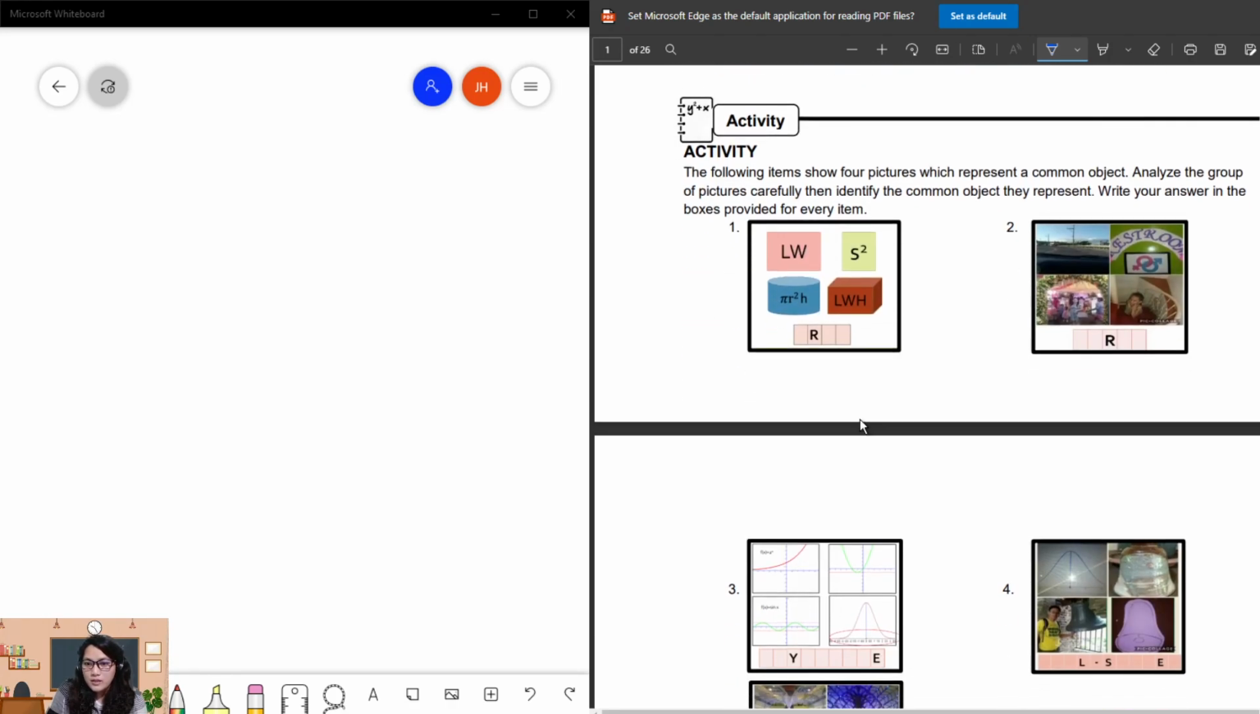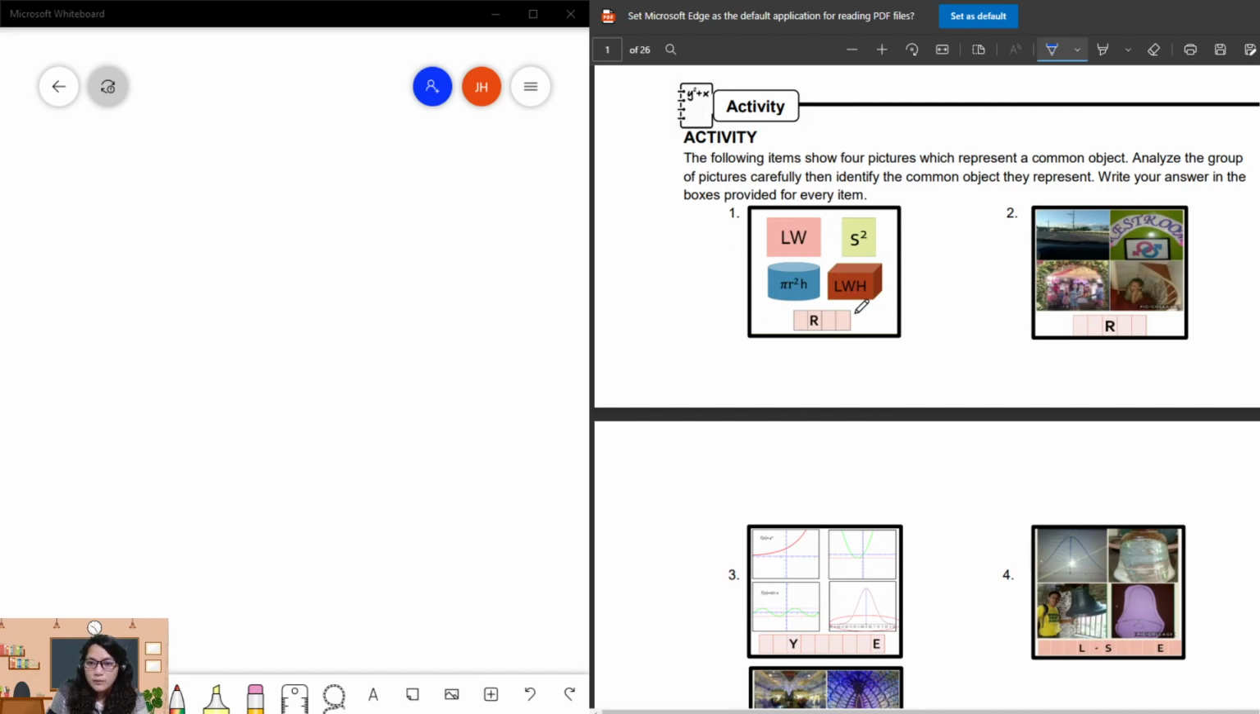Let's try with this number 1. What can you say about this one? That is what you call the what? I hope it's correct, this is the area. Is that correct? Area. Yeah, that is area. Next, how about number 2? That is norm. Norms. Oh, yeah, that is norms.